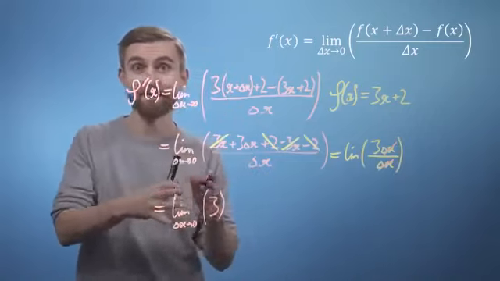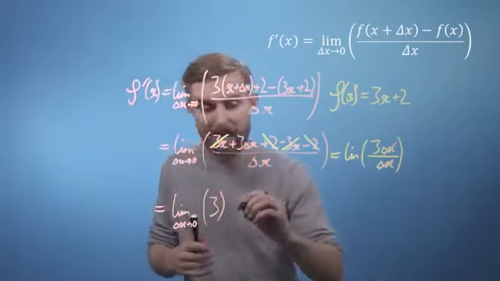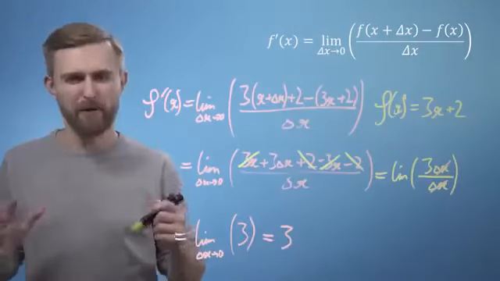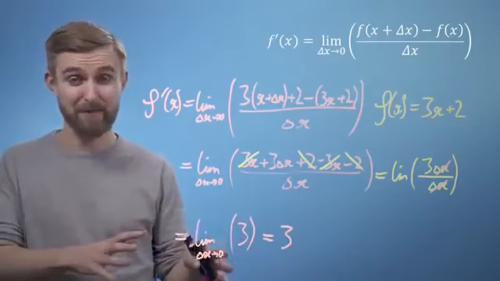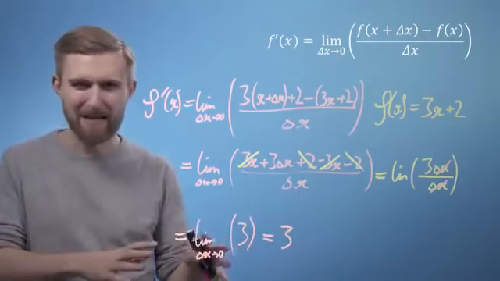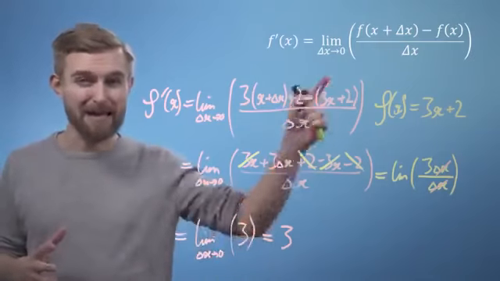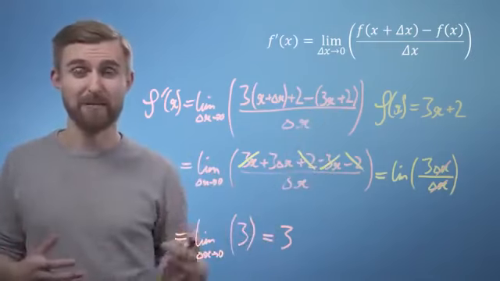Now this thing doesn't have a delta x in it. So actually, the answer for this one is just the number 3. Because all of the delta x terms have disappeared in this case, then the limit expression has no effect, so we can just ignore it. The gradient of our linear function is just a constant, as we expected.